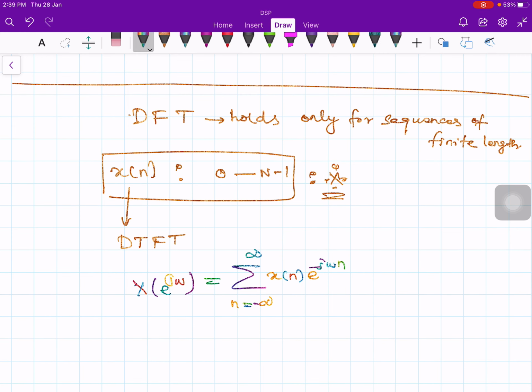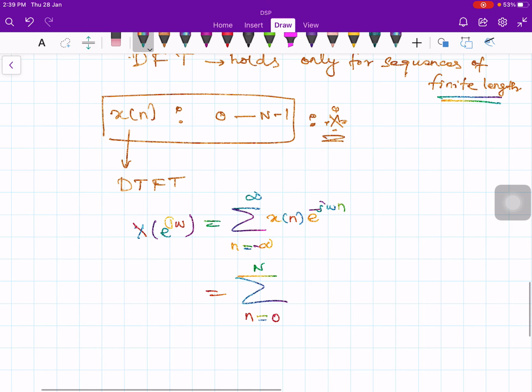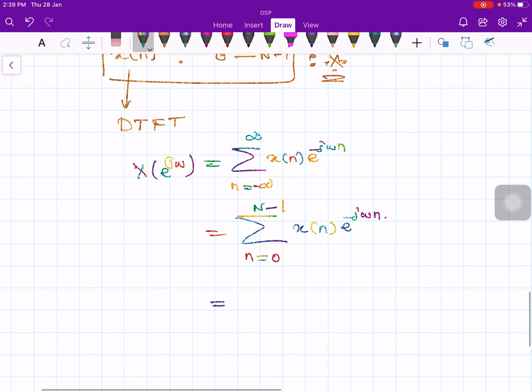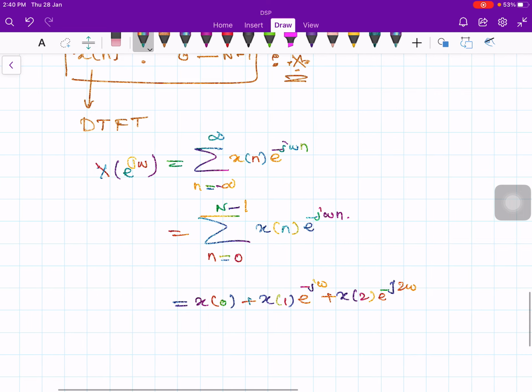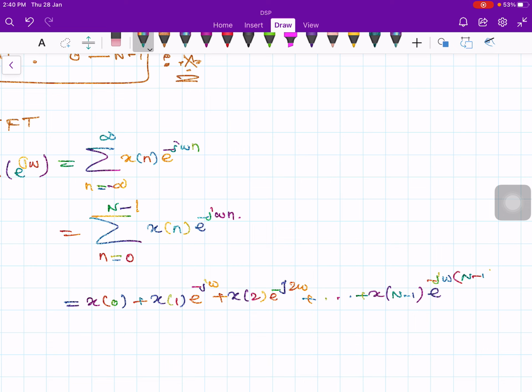Now, as I said, this holds only for finite length. Therefore, in this summation, I am going to change the limit from infinite length to finite length. Let us say my sequence starts at 0 and ends at capital N. Therefore, the upper limit must be N minus 1, then x of n e to the minus j omega n. Now you expand this, you will get x of 0 plus x of 1 e to the minus j omega plus x of 2 e to the minus j times 2 omega plus dot dot dot plus x of capital N minus 1 e to the minus j omega times (N minus 1).